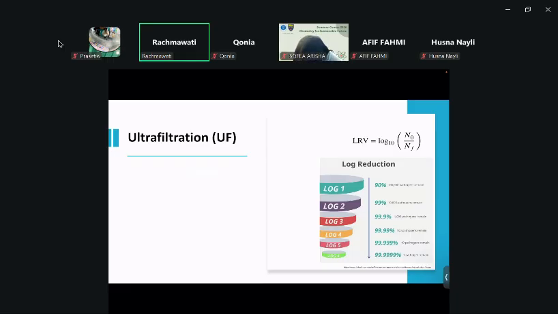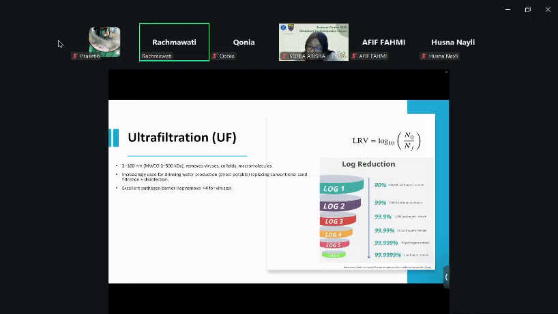And then the next is ultrafiltration. It works around 2 to 100 nanometers with a molecular weight cut-off of 1 to 500 kilodalton, so 1 to 500,000 grams per mole. It can remove viruses, colloids, and even macromolecules. It is normally used for direct potable drinking water production, replacing conventional sand filtration plus disinfection. It is actually an excellent pathogen barrier. In this case, the log removal is more than 4 for viruses.